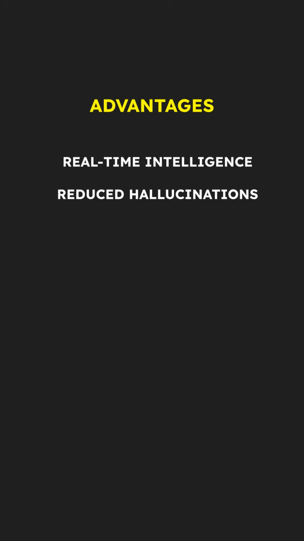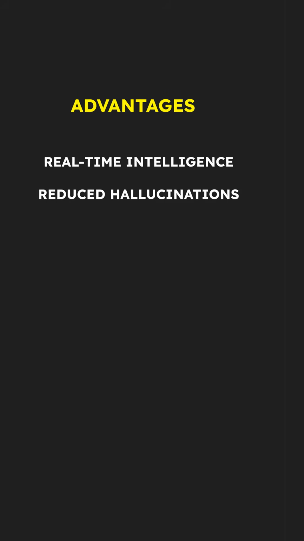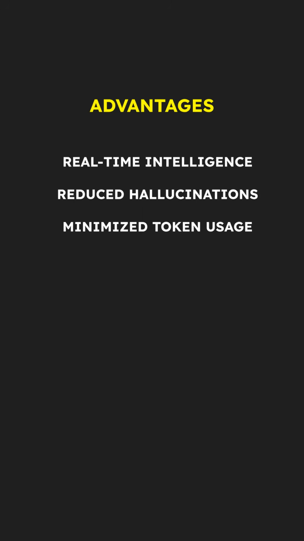One key advantage of RAG is providing real-time intelligence to LLMs by acting as an external memory bank for relevant data. Another benefit is reduced hallucinations. RAG grounds the LLM in verified external data, improving factual accuracy. RAG also minimizes token usage by extracting and providing only the relevant data to the LLMs, instead of the entire document.